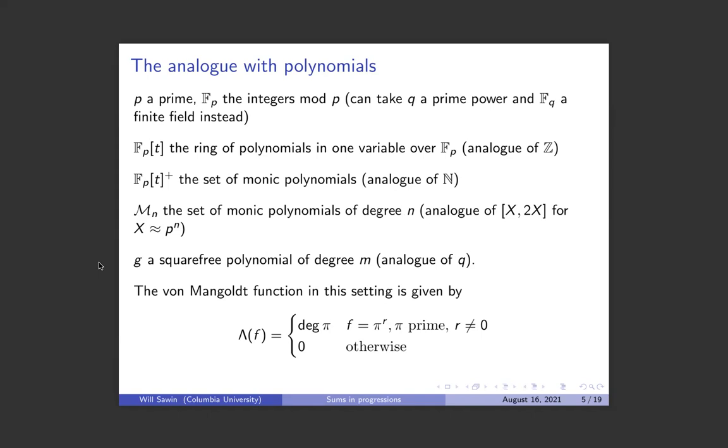And so the modulus that we're going to use, looking at progressions mod, will be a polynomial g. And for technical reasons, I want to always take g to be square free. And I'll write m for the degree of g. So the larger m is, the larger our modulus is. And then let me write down the von Mangoldt function in this setting. The analog of log is degree. So we're going to say Lambda of f is going to be the degree of pi if f is a power of a prime pi, and 0 if f is not a prime power, for f a monic polynomial. So it's just the direct analog.